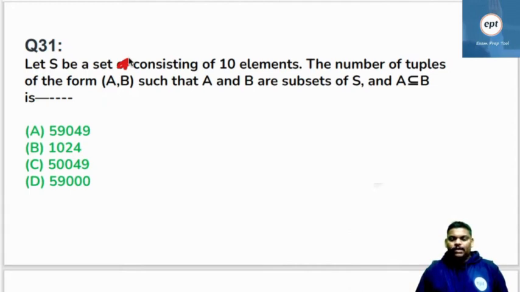Let S be a set consisting of 10 elements. The number of tuples of the form (A, B) such that A and B are subsets of S and A is a subset of B is.